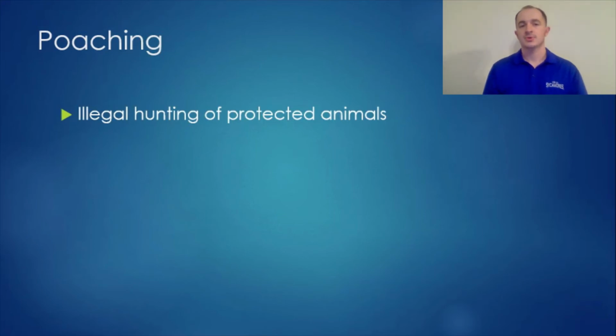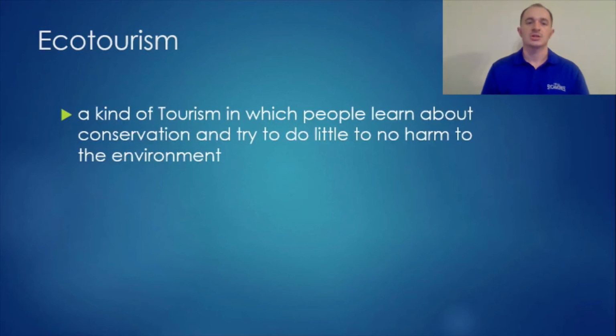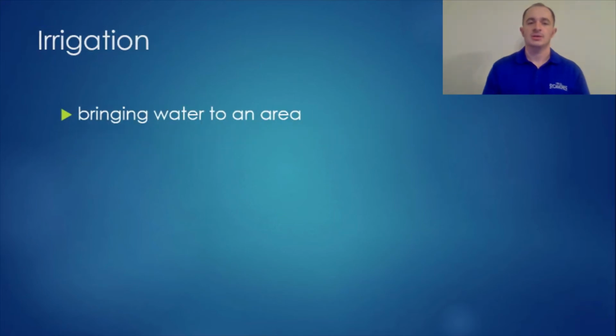Our next word is poaching. So this is illegal hunting of protected animals. We have ecotourism now. Ecotourism is a kind of tourism in which people learn about conservation and try to do little to no harm to the environment. Irrigation is bringing water to an area, often through dams and pipes from large rivers.